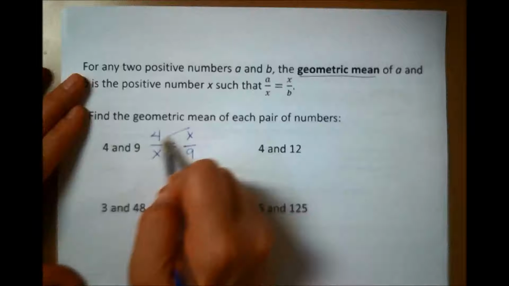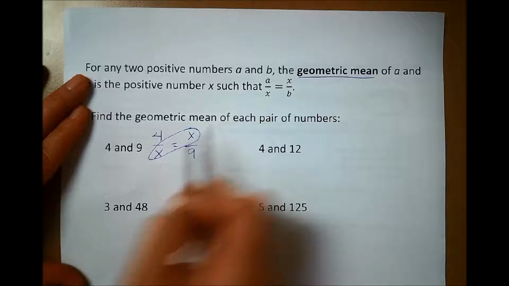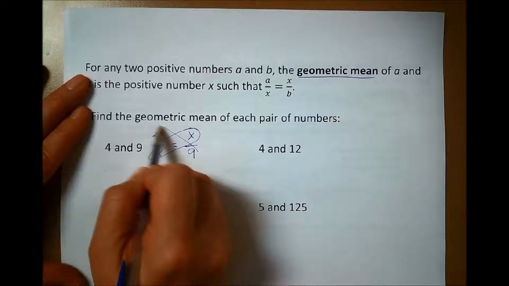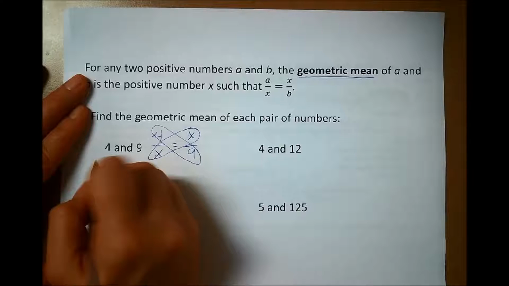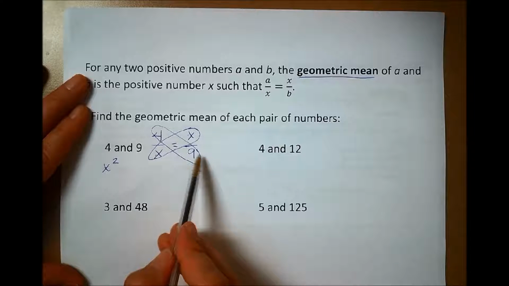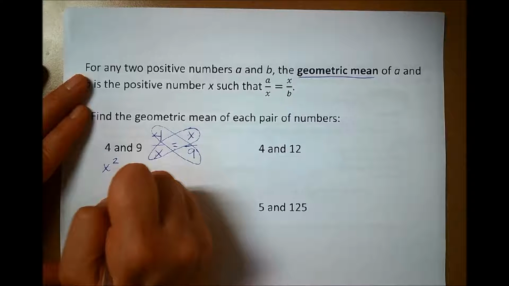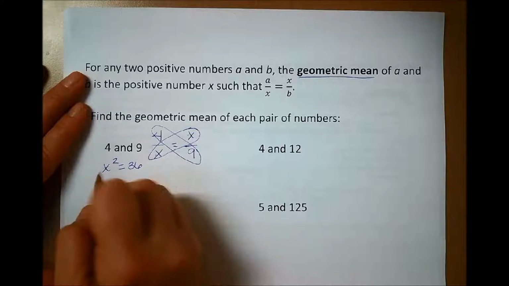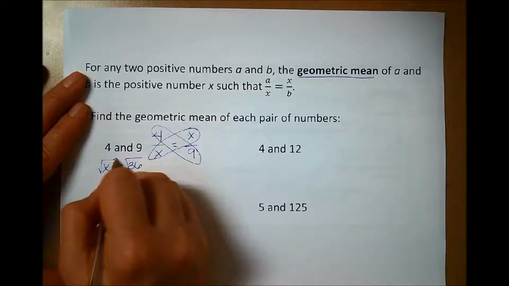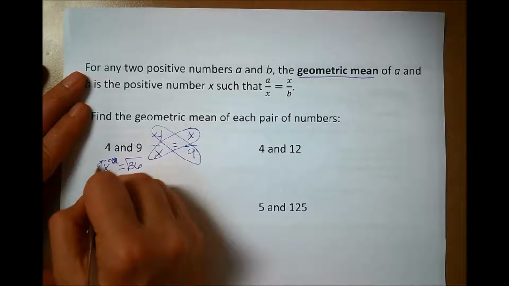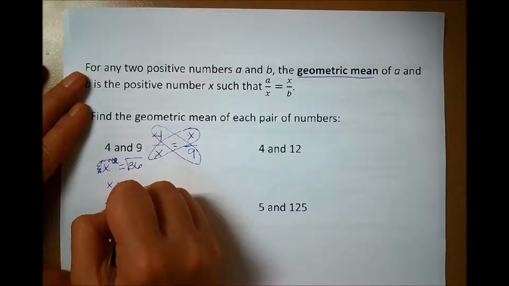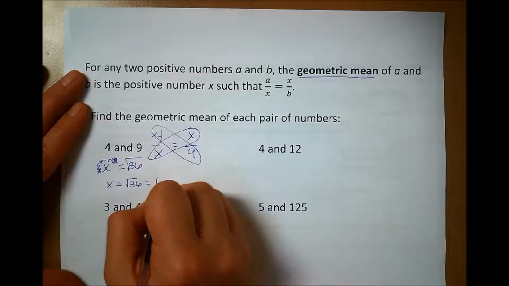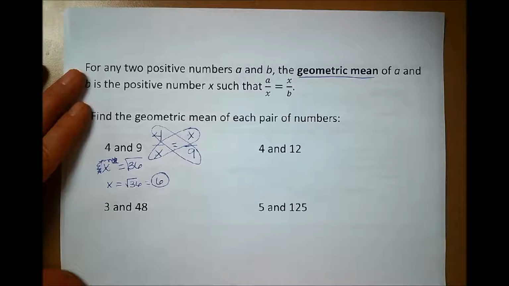So what we're going to do is cross multiply. x times x is x squared. 4 times 9 is 36. So what we get is x squared equals 36. Then we take the square root of both sides, because the square root and the squared will cancel. So we get x equals square root of 36. The square root of 36 is 6. And that's your answer. Okay, we're going to do that some more just for practice.